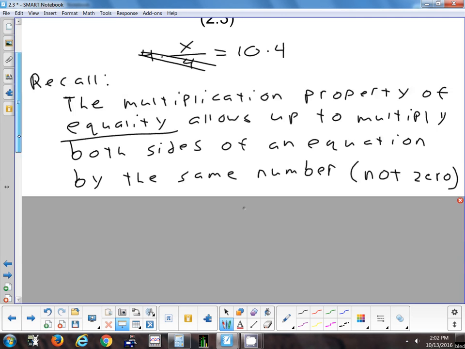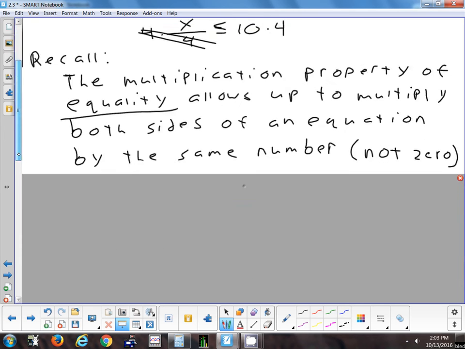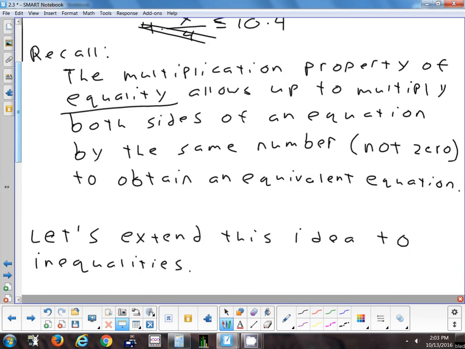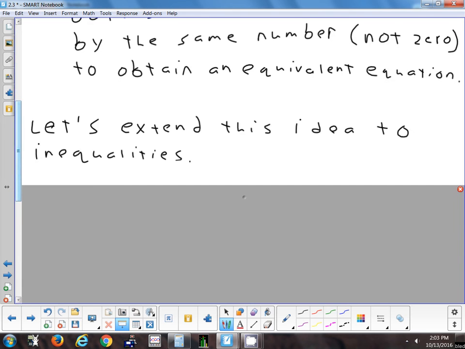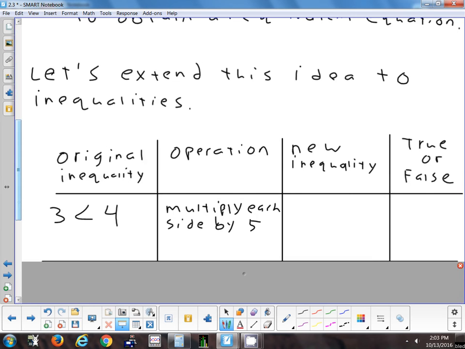Well, we're going to do kind of the same thing today. We're going to multiply both sides, except it's not going to be an equal sign. It's going to be an inequality, so we'll have either less than, greater than, something like that. As I just said, we're going to extend that same idea to inequalities. So we've got a table, and I want to try doing some different operations to the original inequality and see if it works.